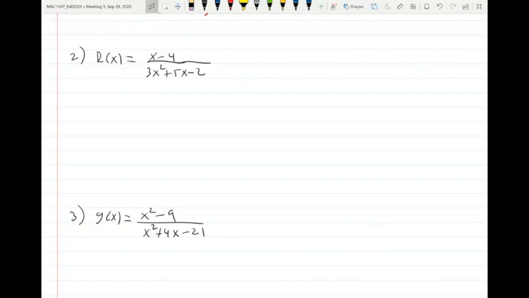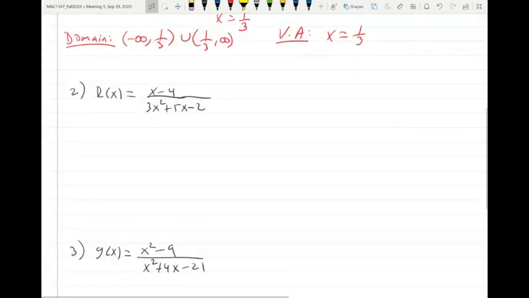Okay, so let's see. What do you think is very helpful to do first to analyze this? You should first factor everything. If you factor everything, it's very easy then to answer these questions. So let's go ahead and let's factor everything.